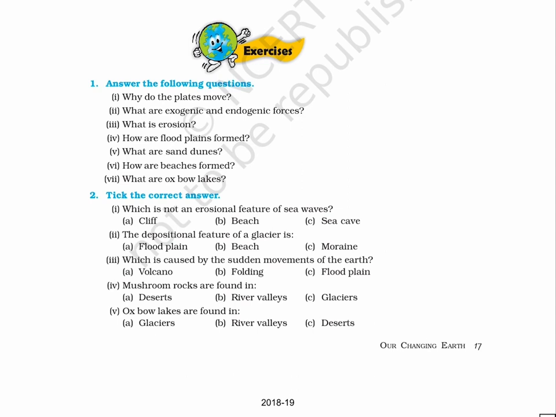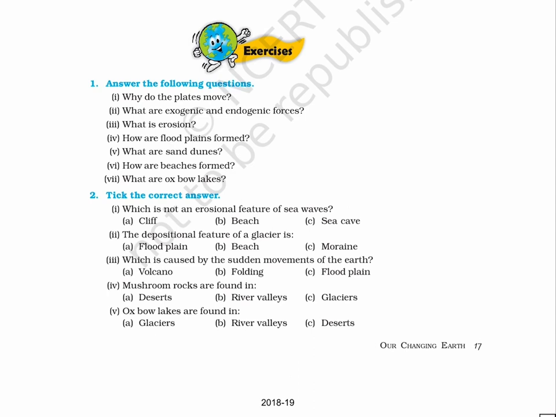2. Tick the correct answer. Part 1. Which is not an erosional feature of sea waves? A. Cliff. B. Beach. C. Sea cave. Part 2. The depositional feature of a glacier is A. Floodplain. B. Beach. C. Moraine. Part 3. Which is caused by the sudden movements of the earth? A. Volcano. B. Folding. C. Floodplain.